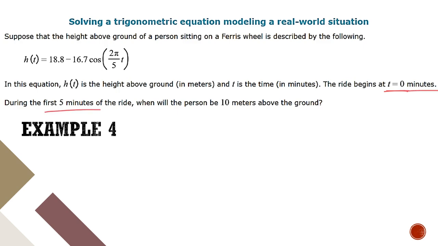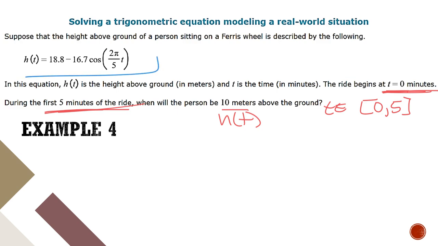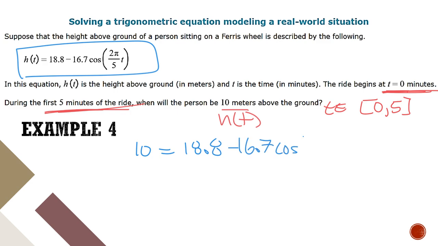During the first 5 minutes of the ride, the person will be 10 meters above the ground. So essentially, if we go from 0 to 5, we have an interval from 0 to 5. We're going to be focusing on that, so t will be an element of that interval. This 10 meters is your h of t. So if I rewrite that in this formula, h of t, which is 10, is equal to 18.8 minus 16.7 cosine of 2 pi over 5t.